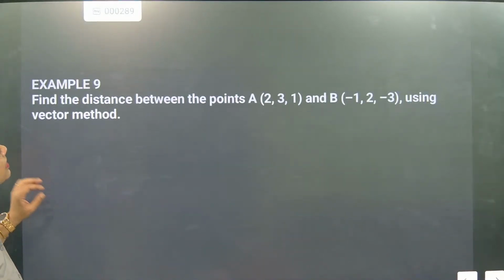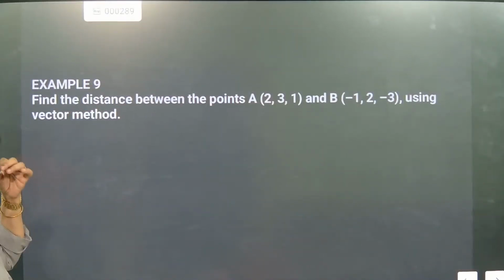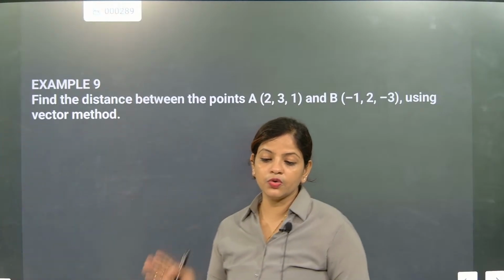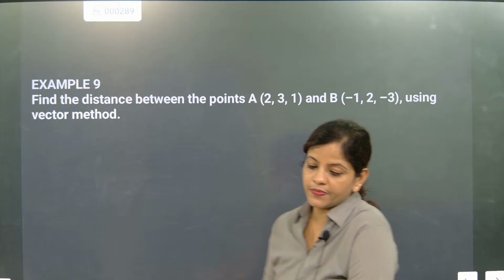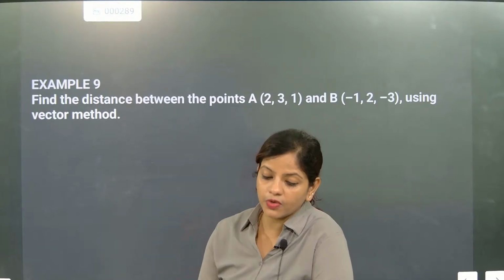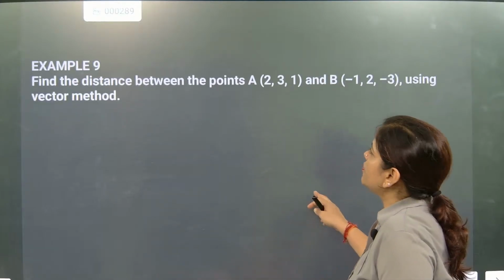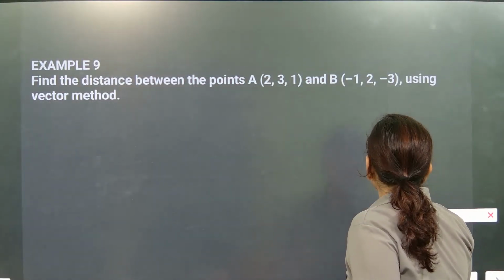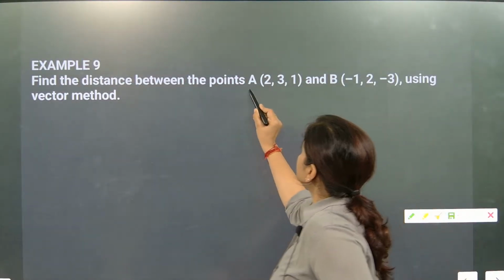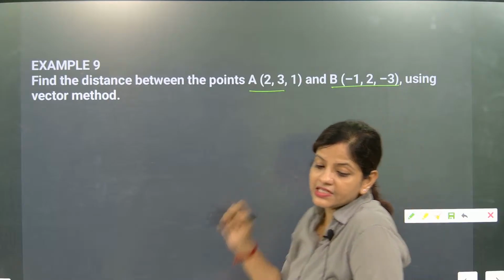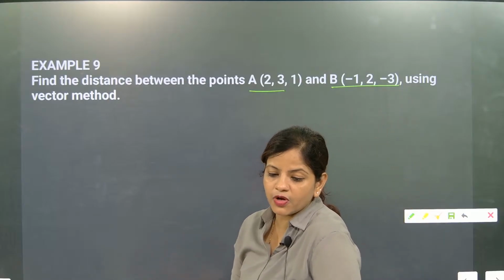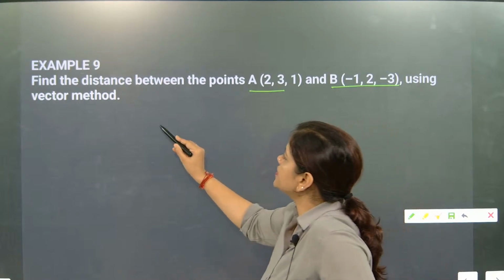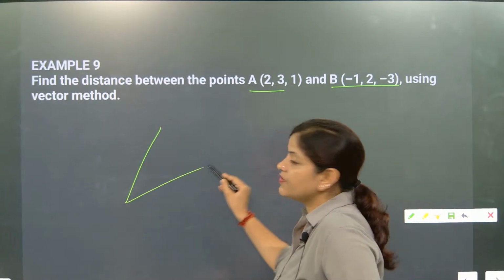Question: find the distance between the points, using the vector method. To find the distance between two points, two points are given. What are the things we are going to do here? First, check this out. Now look here, this point and this point. They're asking for the distance. Usually we use the distance formula, but here we are not going to use the distance formula. What we are going to do here is connect each point with the origin.